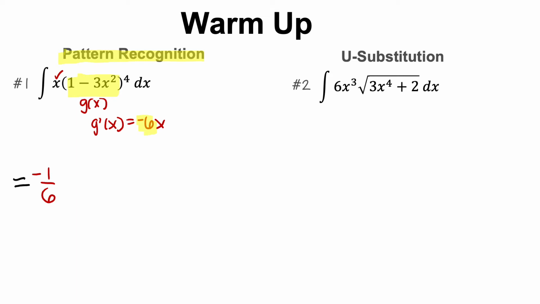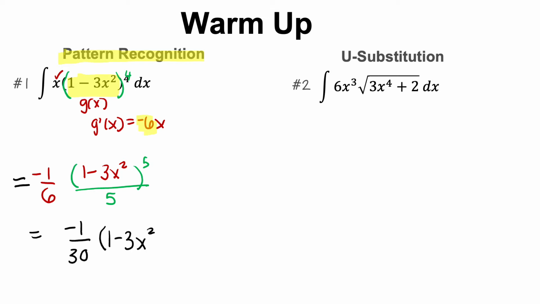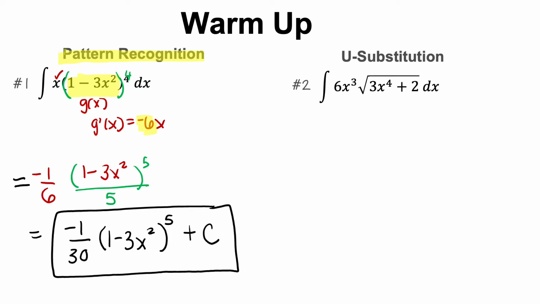Once I account for my g and g prime, I can go ahead and integrate my outside function as normal. So my outside function would be this something to the 4th power. When we integrate something to the 4th power, we get something to the 5th power over 5, and that something, that g of x, that inside function, stays the same, so we keep that 1 minus 3x squared. And then simplifying for our final answer, I'm just going to multiply this 6 and this 5, so I get negative 1 over 30 times the quantity 1 minus 3x squared to the 5th power, and then of course plus c.